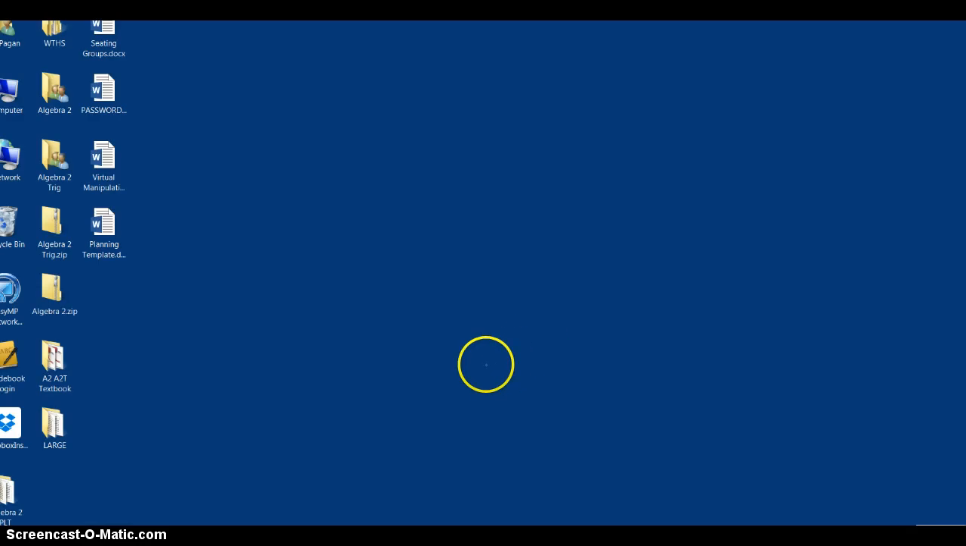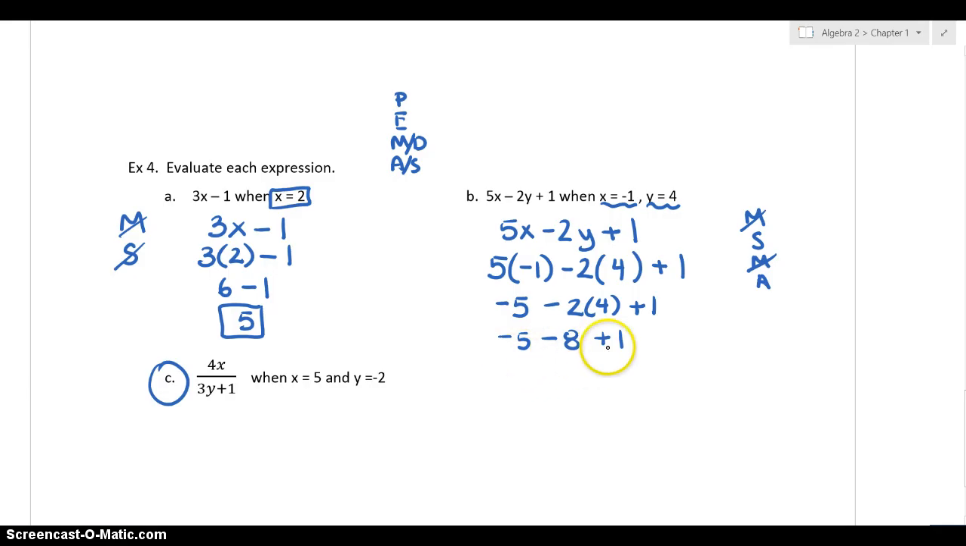Now we have subtraction and addition. So that's level 4. Therefore, it does not matter that subtraction is first here. Remember that the rule is if they're in the same level, we must go from left to right. So we're going to do negative 5 minus 8 is negative 13, plus 1 is going to give us negative 12. That's our final answer.